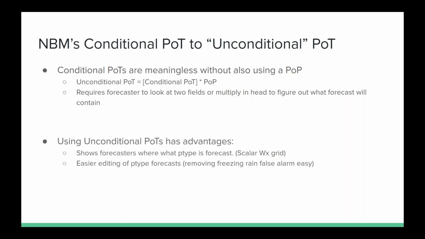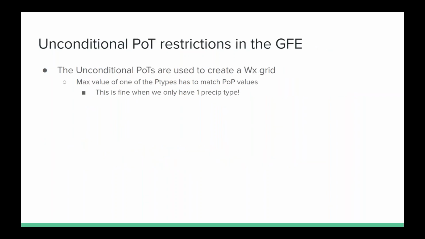So let me jump to this next part. When we go to unconditional PoWTs, it has some advantages. You, as a forecaster, actually get to see where the p-type is going to be rain and outputted in your weather grid. And it's a scalar version, so it makes it easier for manipulation rather than the ugly weather grid. And like I said here, again, easier edited in the p-type forecast. So the unconditional probability types are used here to create the weather grid. And it's very easy if you just have one precipitation type.